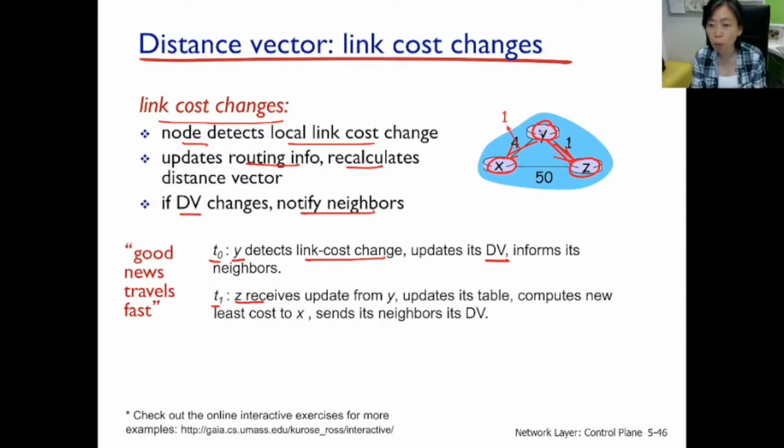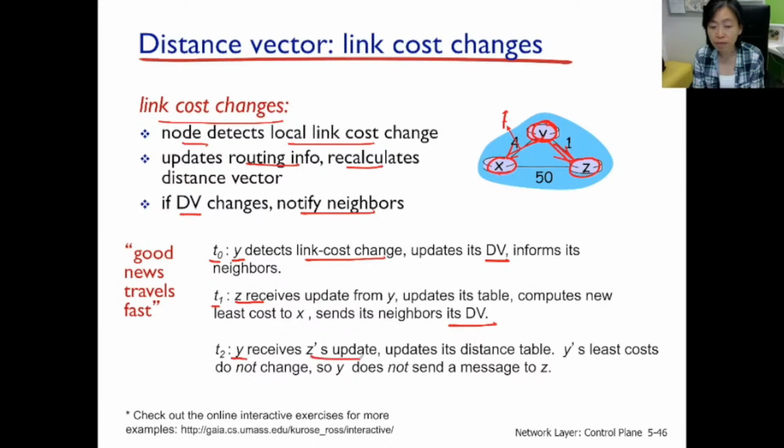So at the next point in time, z here is going to receive this distance vector from y. It's going to see that the shortest distance from y to x is now 1. Therefore, z is going to update the shortest distance to what? 1 plus the cost of going from y to x, which is 1 now. That is 2, which is better. So z is going to update its own DV and send it out to the neighbors.